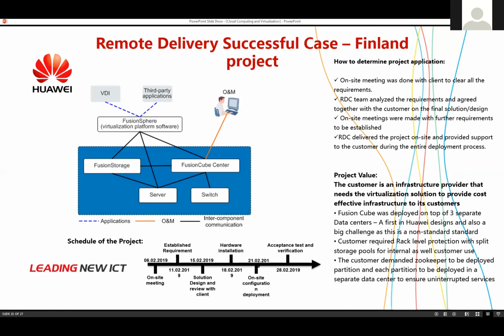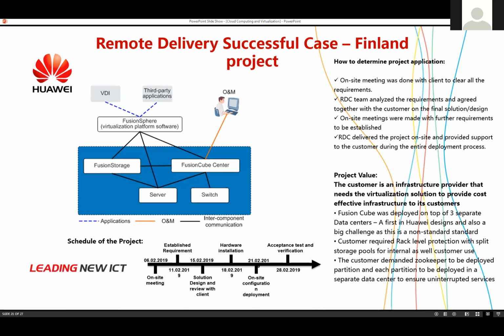And as some say, challenge accepted, and we managed to meet the customer expectation, deploying it on 3 data centers and splitting the storage into 2 storage pools. So this one was a big success. And I hope, no, in fact, not I hope, I know that the customer was really happy in the end.